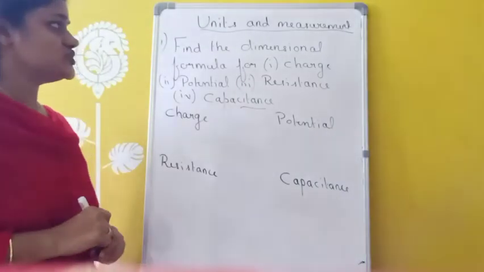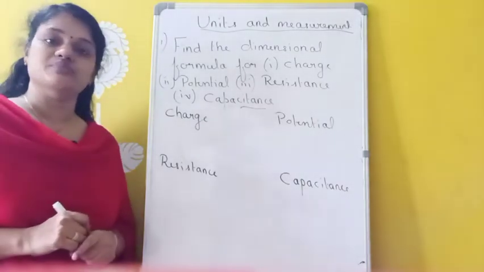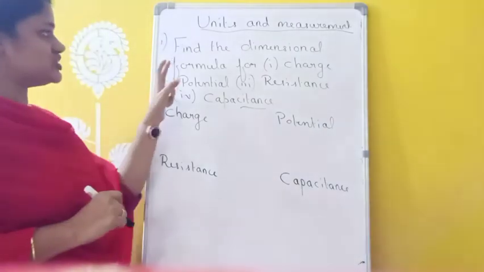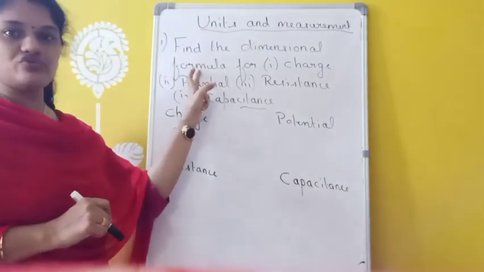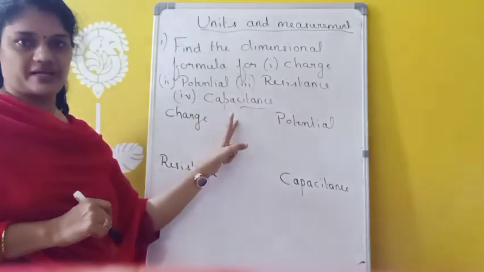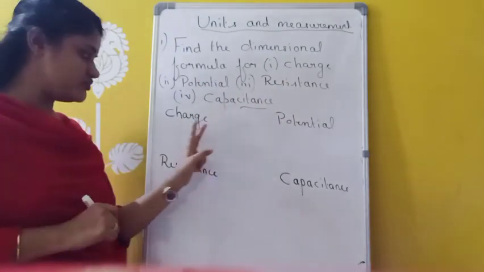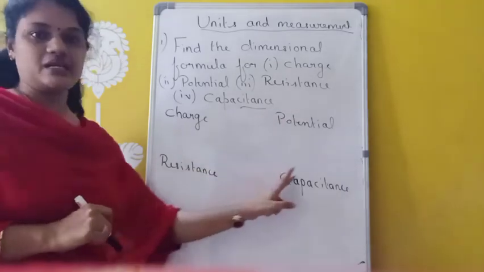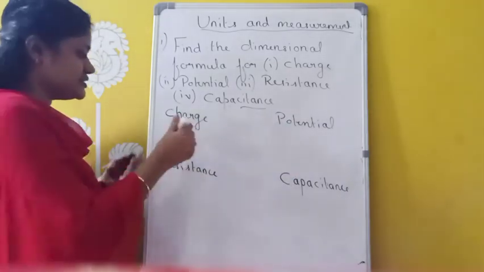Welcome children. Today I am dealing with some numericals based on dimensions. So first one, find the dimensional formula for charge, potential, resistance and capacitance. So we have to find the dimensional formula for these four physical quantities. So first one is charge.